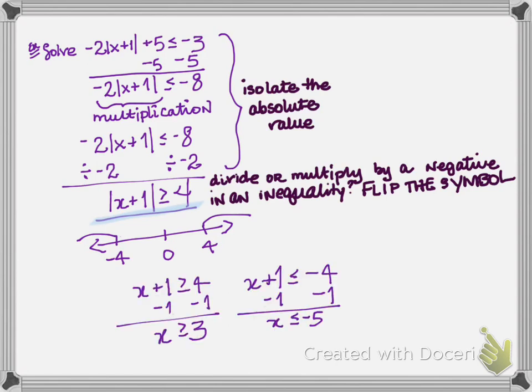So we solve here like we would almost any ordinary Algebra 1 problem, and we go to our number line, and x has to be less than or equal to negative 5. And it also has to be greater than or equal to 3. And the 3 is included, so you fill in the circle.